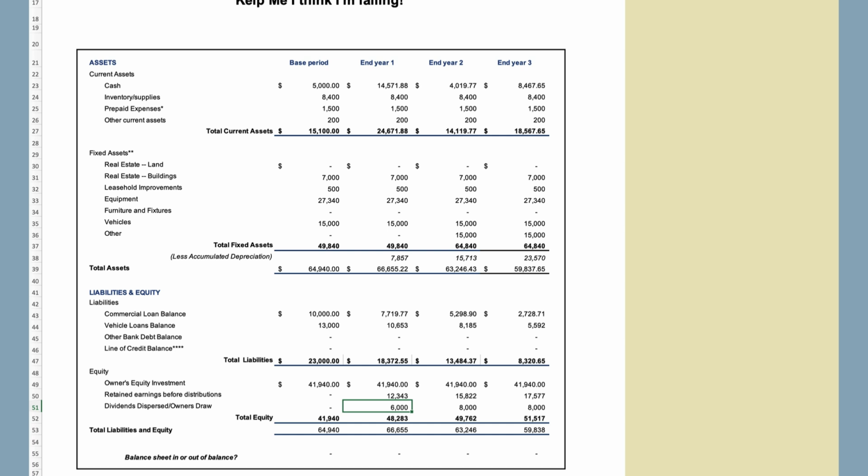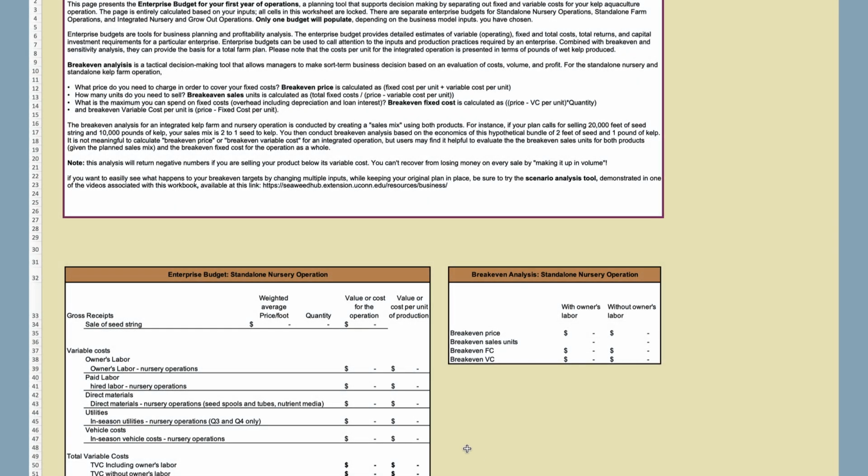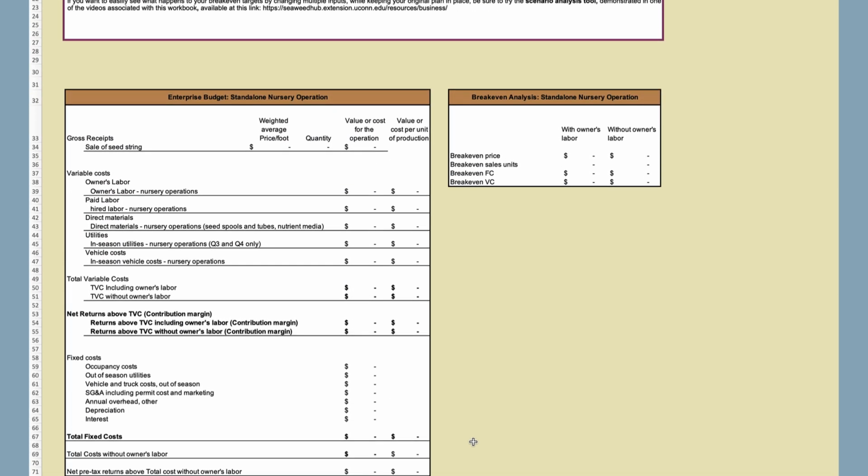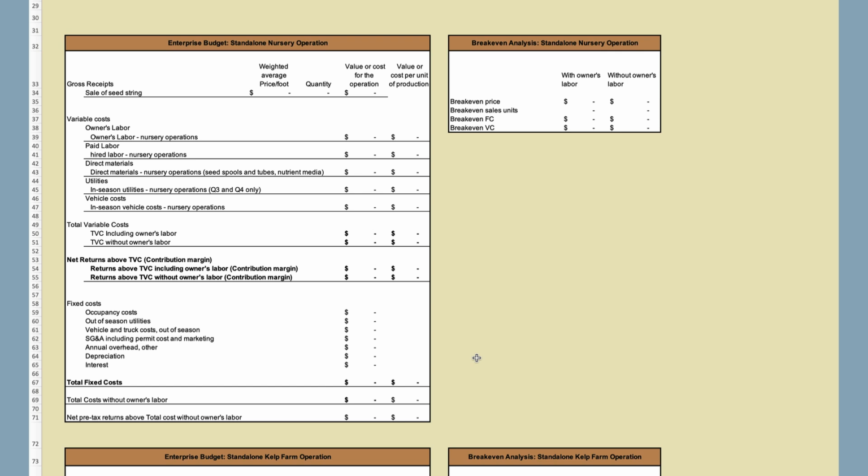And this isn't meant to be like an economics class, but I do want to show you these enterprise budgets and sensitivity analyses. Okay, so let's look at the enterprise budget first. The enterprise budget gives you a breakdown of essentially the economics, the cost structure of your business. And you will notice that there is an enterprise budget here for a standalone nursery operation, which is blank because we're not doing a standalone nursery operation.